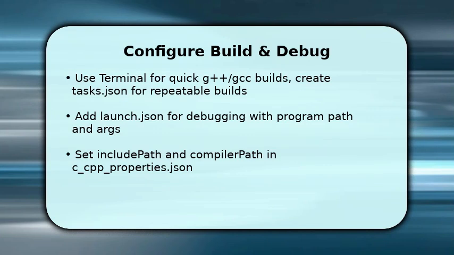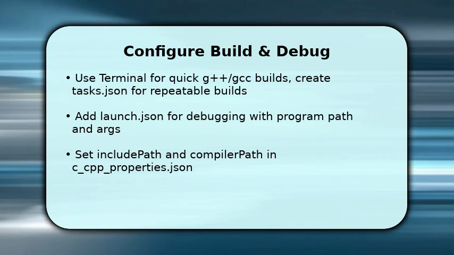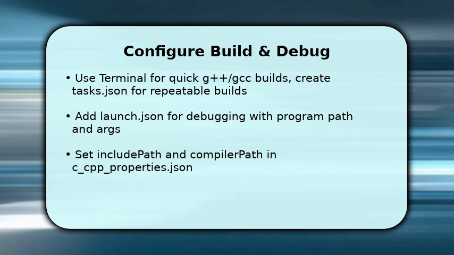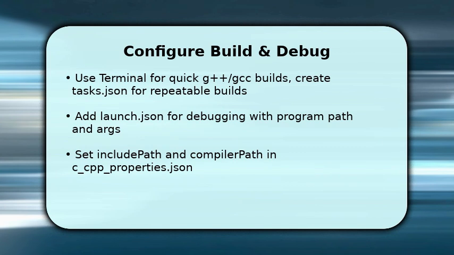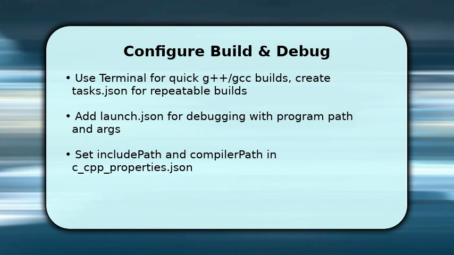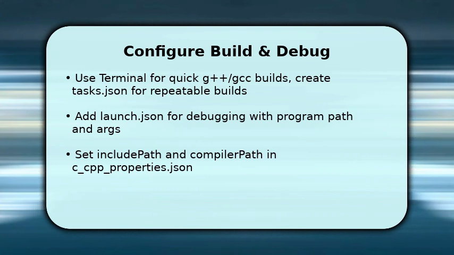Now configure repeatable builds and debugging. Open Command Palette and set up a tasks.json that runs g++ or gcc with your flags so you can build with a single command. Then create launch.json to specify the debug adapter, program path, and any arguments. This lets you hit F5 to debug. Also edit c_cpp_properties.json to set include path and compiler path so IntelliSense resolves headers. Once these files exist, test a build, then launch the debugger to verify breakpoint behavior.